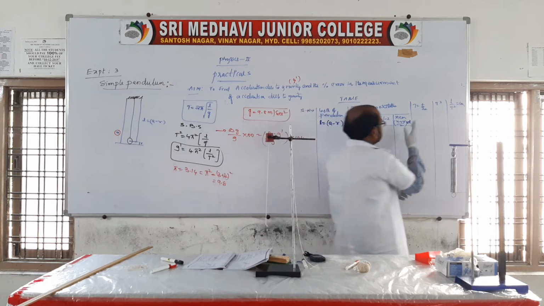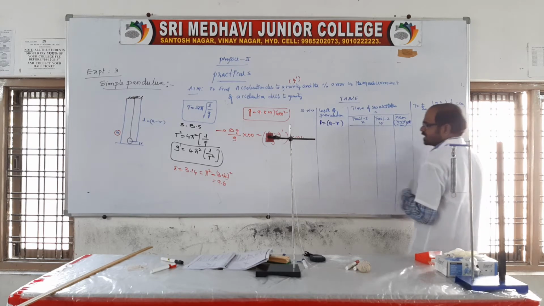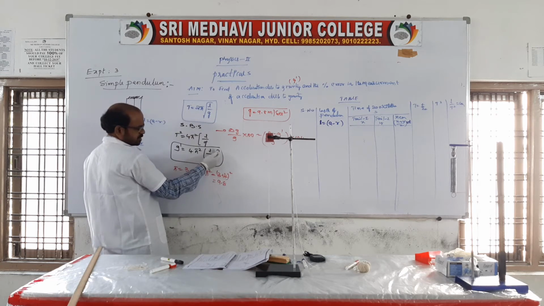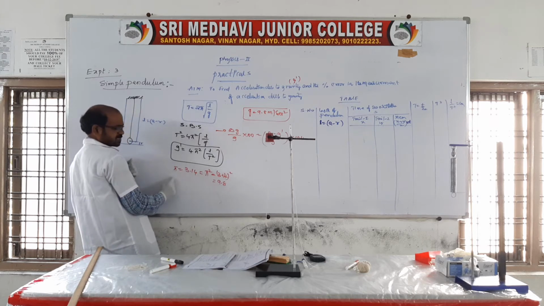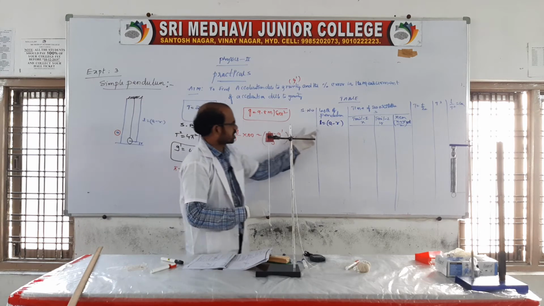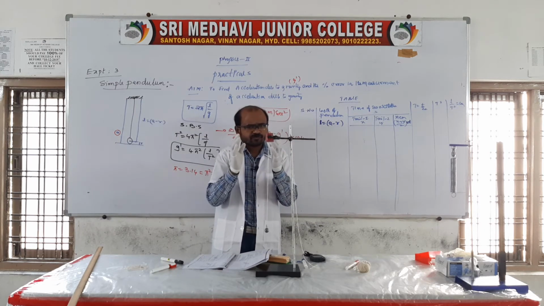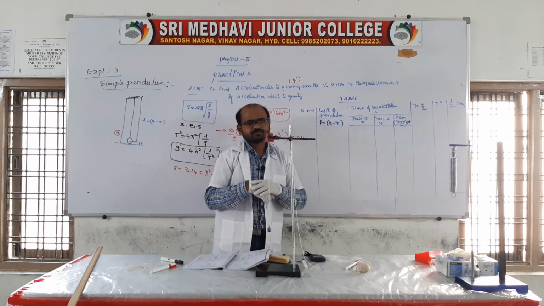After getting capital T, here you write the T square value also. Then after that, L by T square. After knowing L by T square, you substitute it here. For each and every value of L by T square, you need to find the acceleration due to gravity, small g. Suppose you are taking 4 or 5 readings. For each and every reading, we need to find that small g dash.